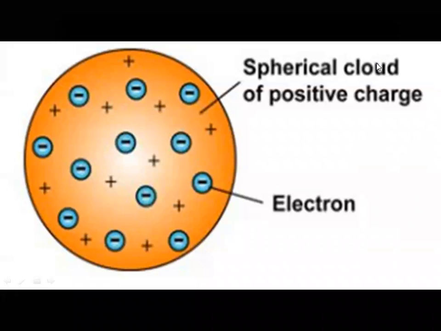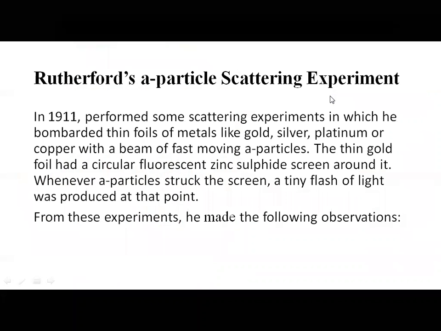So with this came the emergence of the next model, an excellent model given by Rutherford: the alpha particle scattering experiment, which was also called Rutherford's gold foil experiment.